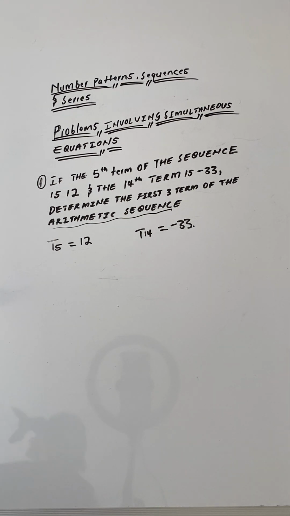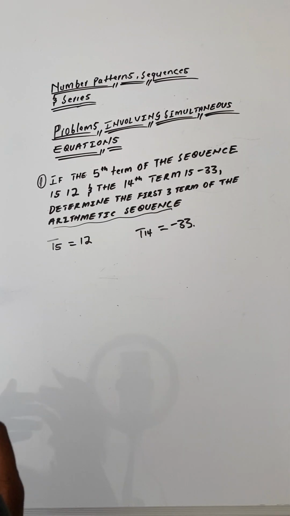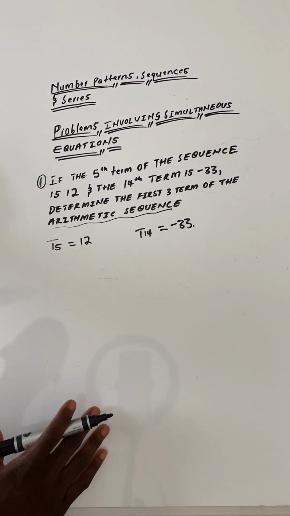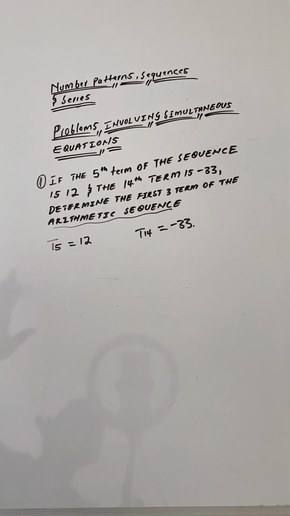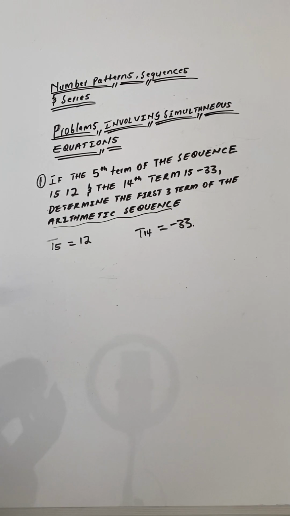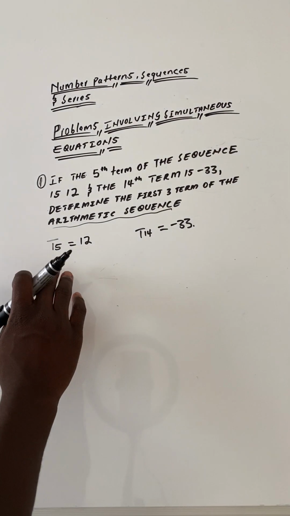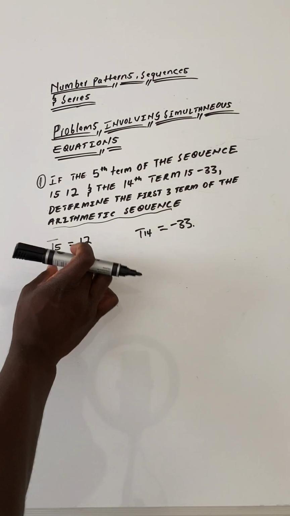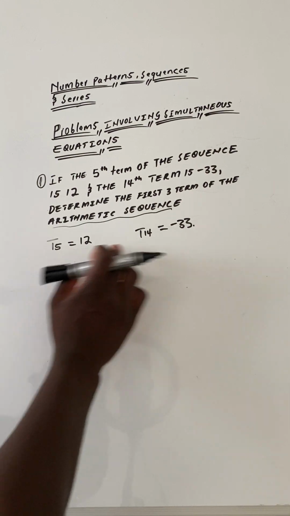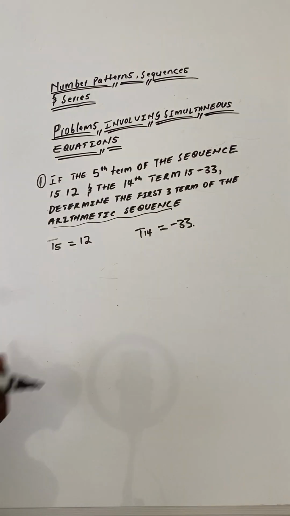Now one would ask, how would we even determine the first three terms if we don't know what the difference is? We don't even have the first term. So those are the first key things that we need to get: the value of the first term, which is a, and the common difference, which is d. So how would we go about that? The first step in such questions is to always create two simultaneous equations from the information that we have been given here.